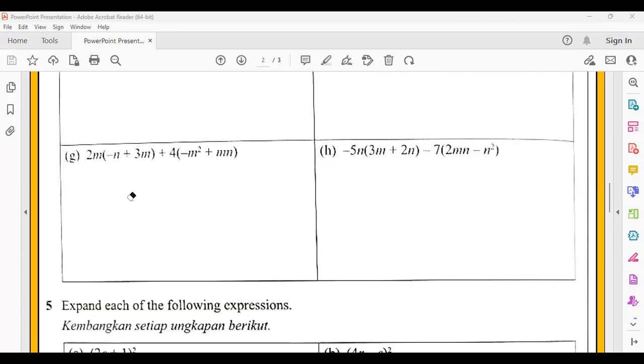Is that your answer, Fatin? Okay, Fatin gave an answer. Let's see. All right, how about the rest? For G, yeah? Okay, try doing. As I told you, 2m will multiply with every term. Okay, Durgashini gave the answer there. If I read it right, Durgashini, it sounds like 2m minus n plus 10m squared plus 4mn. Am I right?